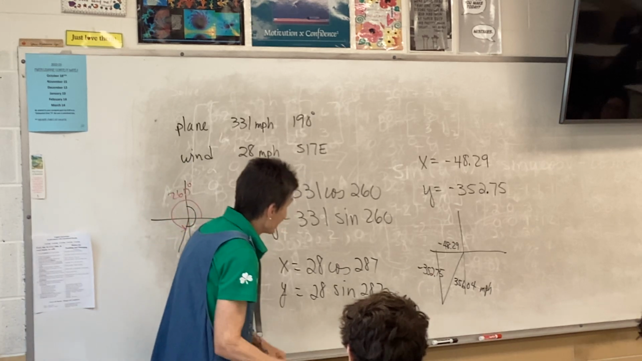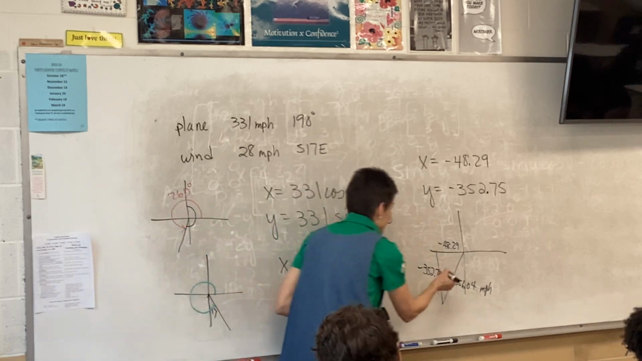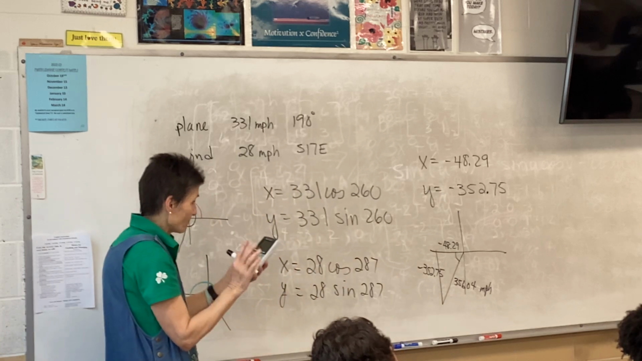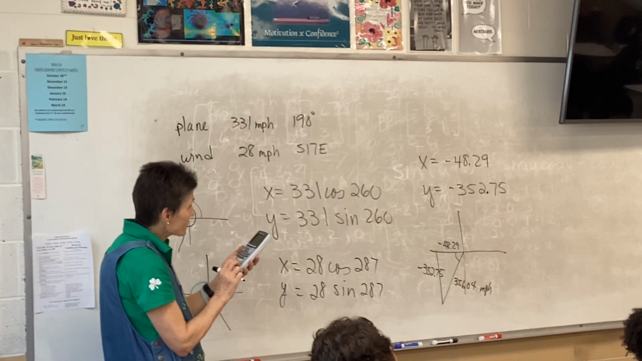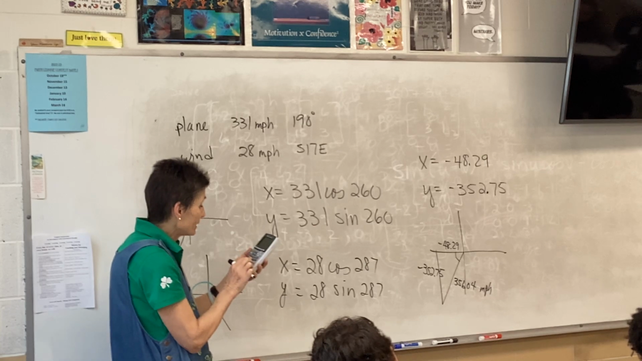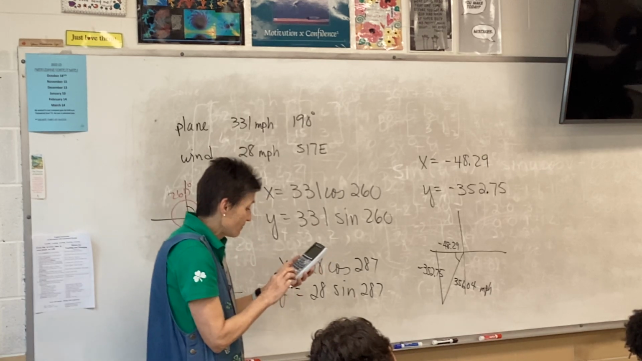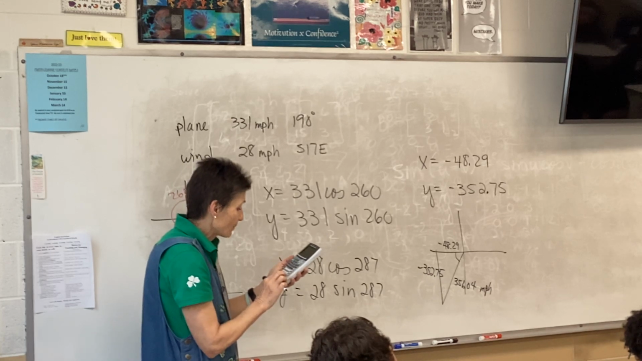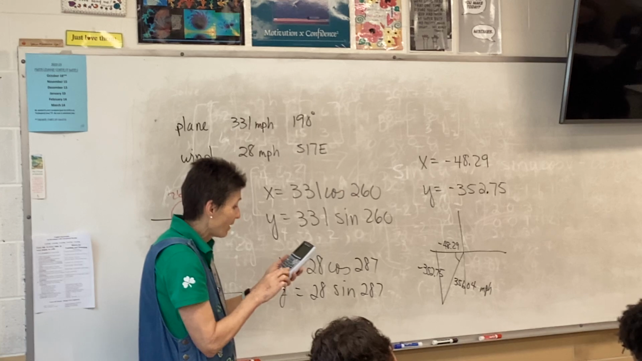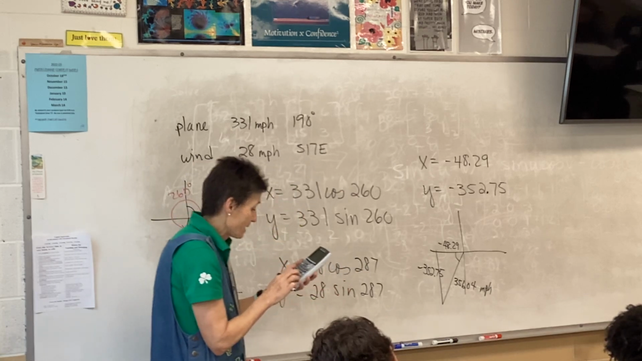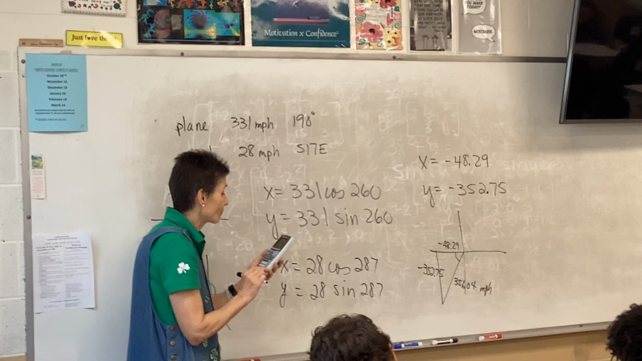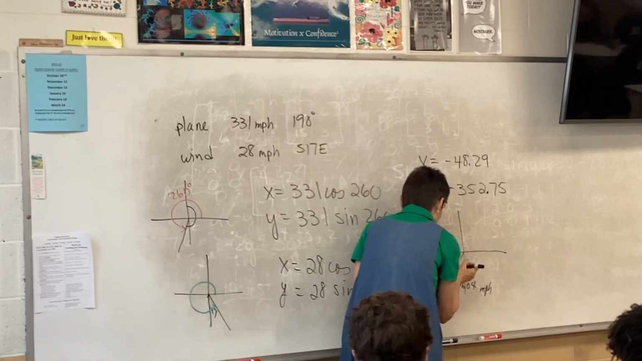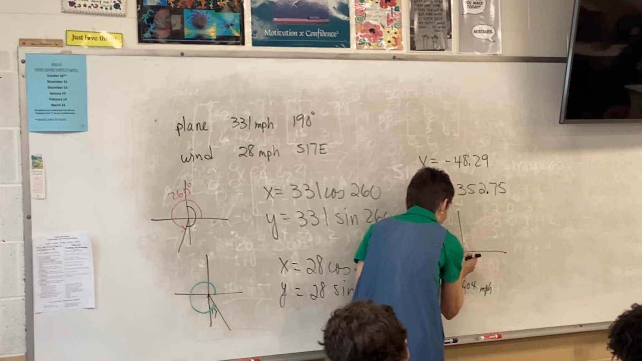All right, let's find that angle. I'm going to find this angle first. That will not be the heading, I know that, but I'm going to find it. So what is that angle? How will I find it? Second tangent, 352.75 divided by 48.29. I got this angle to be 82.20.